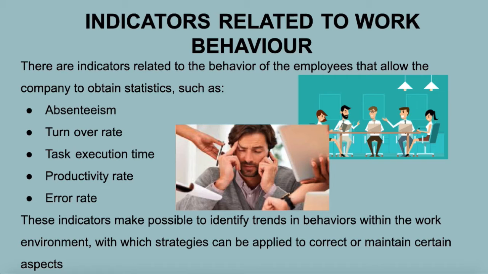If you want to obtain more specific statistics, you must use indicators according to the company's objective. For LinkedIn, an example would be to increase the number of subscribers by 3% at the end of this month. And in this case, the indicator will depend on whether the objective was achieved or not by the employees. These indicators make it possible for the company to identify trends in behaviors within the work environment, and so they can apply strategies to correct or maintain certain aspects.